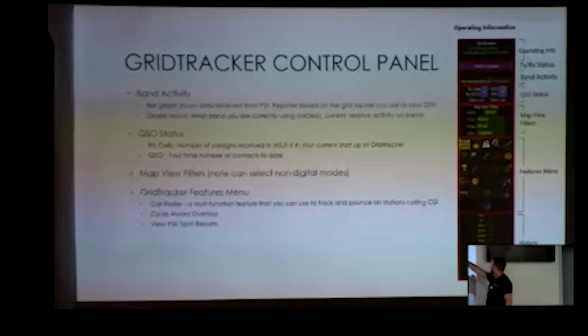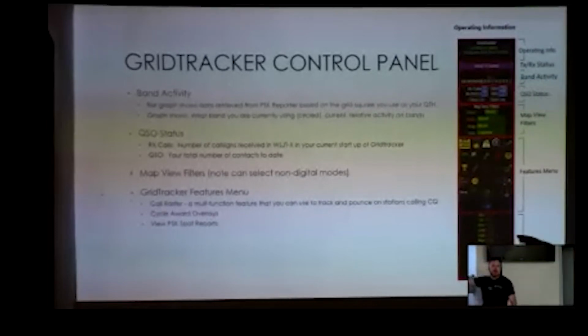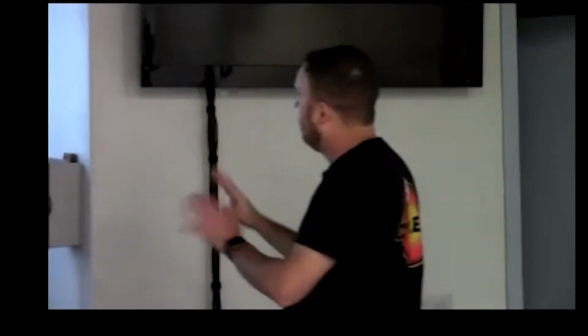The map view filters. This is where you can select whether I want to look at my logbook or at live data. You can select that. I mentioned the different modes, so it's not just digital. I want to look at CW, I want to look at phone. I can select those different options and get different views on things.